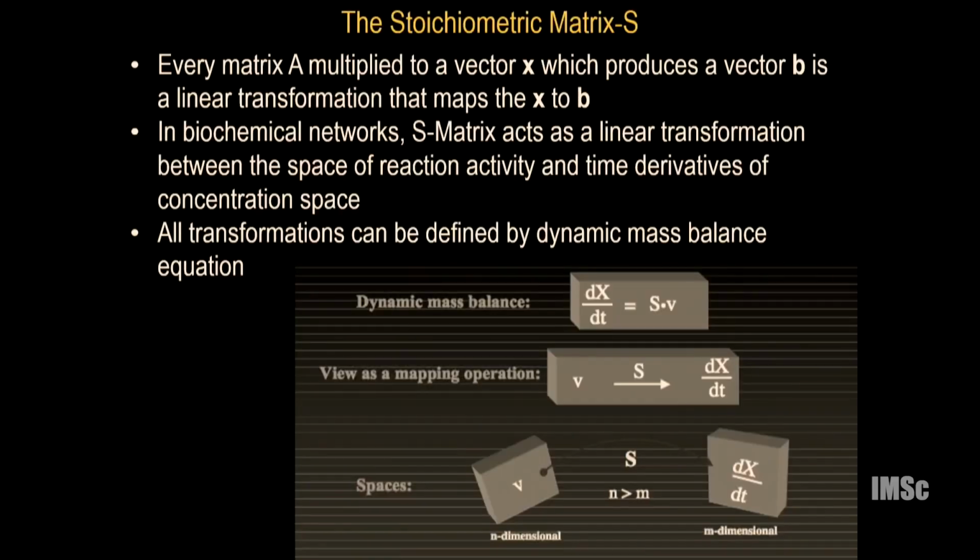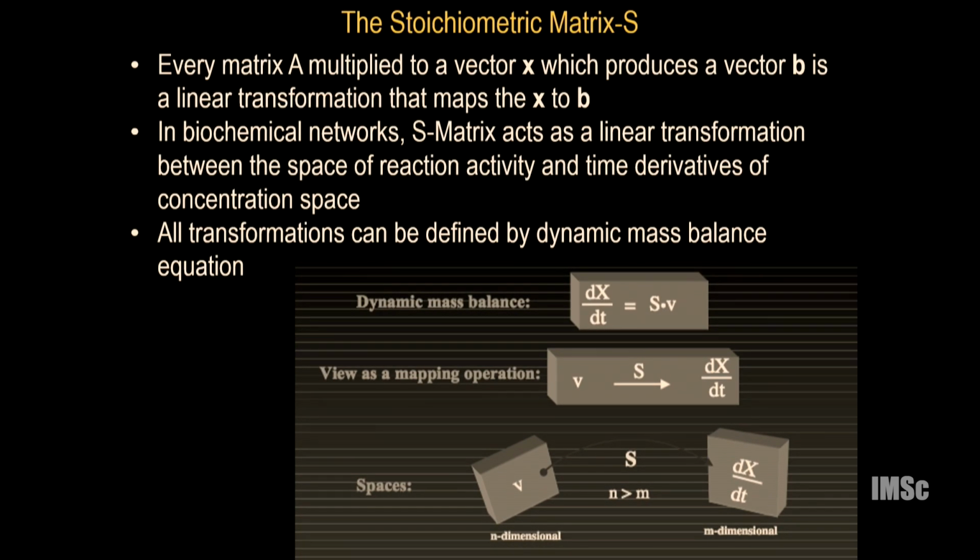So I've been talking about this matrix and the matrix construction from biology, right? So where does the math come in? Once you have this matrix, if you remember your high school algebra, every matrix A, when you multiply it by vector X, which produces a vector B, is essentially a linear transformation that maps your vector X to your vector B.